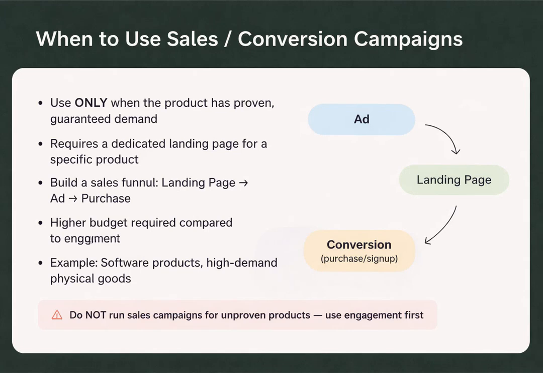Sales or conversion campaigns are powerful, but the instructor is careful about when to use them. His rule is simple. Only run a sales campaign if you already know the product sells. If there is guaranteed demand, you build a dedicated landing page for that specific product, run the ad to that page, and optimize for conversions. This is the full sales funnel approach. For example, if you're selling software, you'd send people to a landing page designed specifically to convert them. But if you're not sure whether the product will sell, don't start with sales campaigns. Start with engagement to test the waters first.